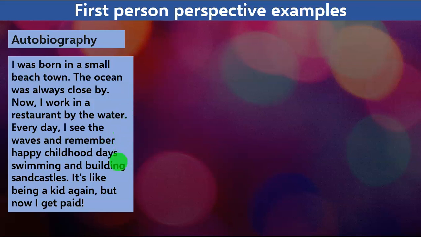Every day I see the waves and remember happy childhood days, swimming and building sand castles. It's like being a kid again, but now I get paid. So here is an example of an autobiography, which is always written in the first person perspective. Notice the pronoun I. The person is talking about himself.